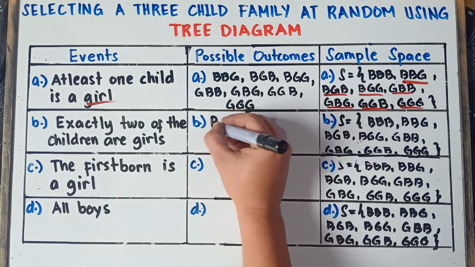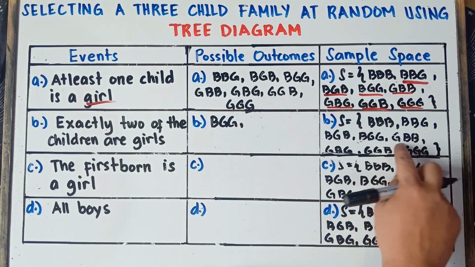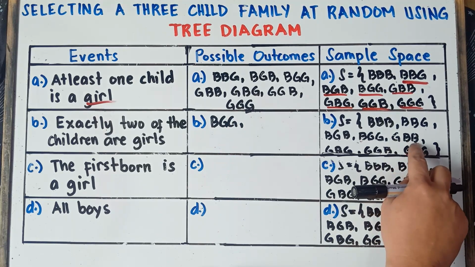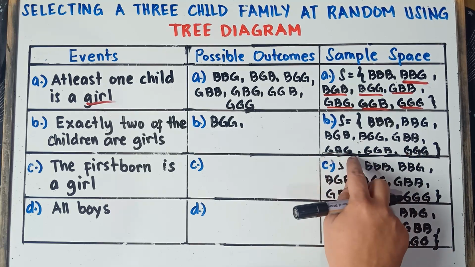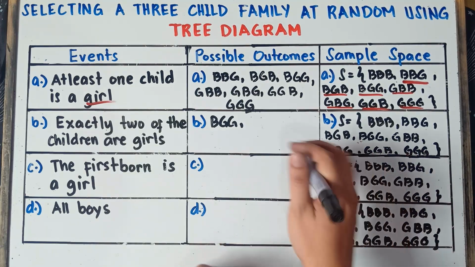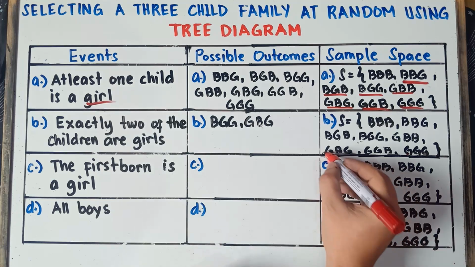So we have boy, girl, and then girl. So this one, girl, and then 2 boys. Nope. Only 1 girl. So once again, that's exactly 2 girls. So this one, girl, boy, and then girl. Yup. We have 2 girls. So girl, boy, and then girl. Yup. We can accept this one.